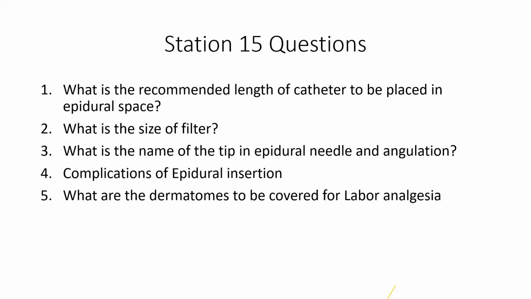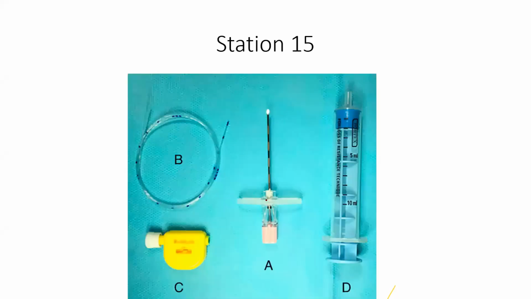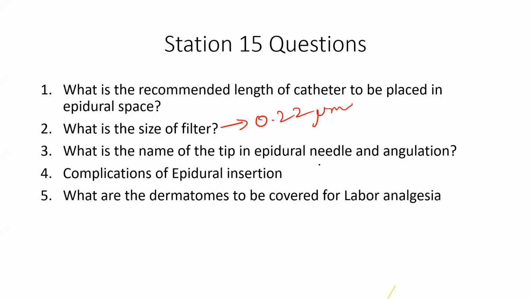What happens when you keep less than 3 centimeters? The catheter will be outside, sir. Okay, so it can get dislodged very easily by the patient's movement. So what is the filtering capacity of the epidural filters? 0.22 micrometers. That is the filtering capacity of the epidural catheter filter. You would have seen that epidural catheters now come with filters. The filter has a filtering capacity of 0.22 micrometer mesh.